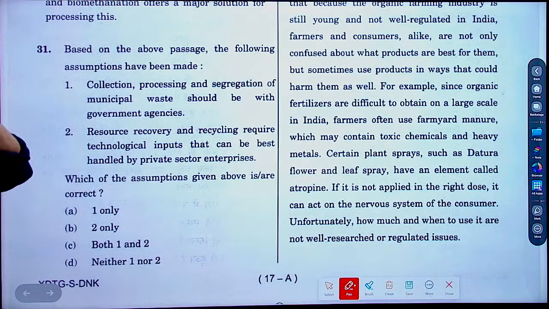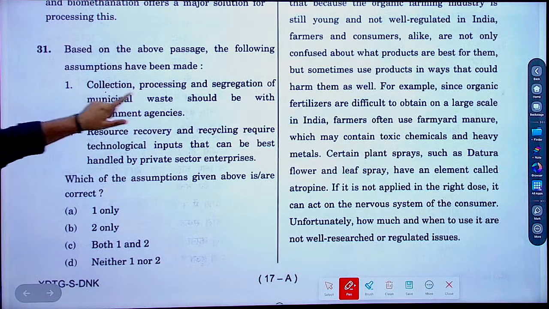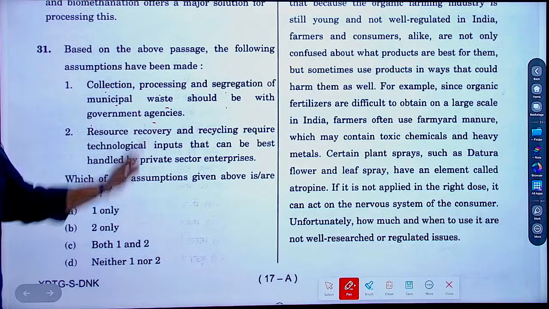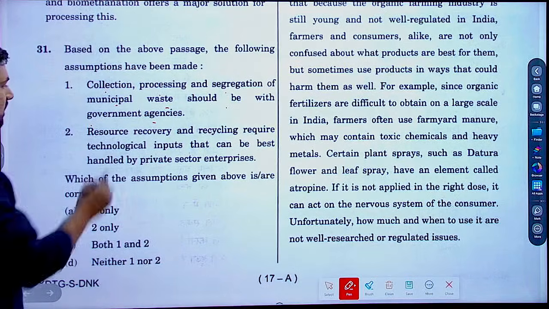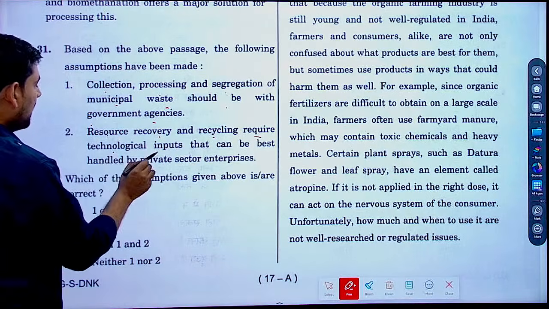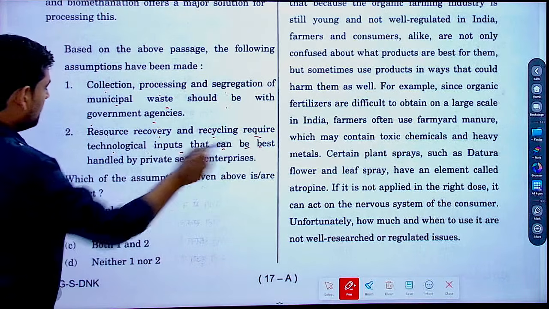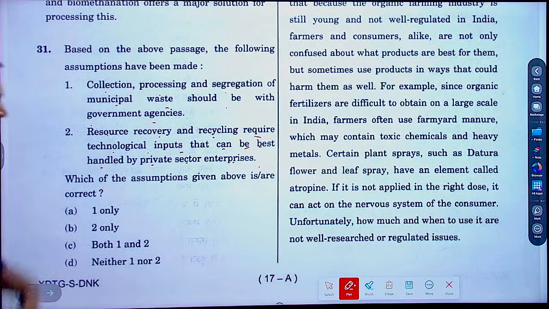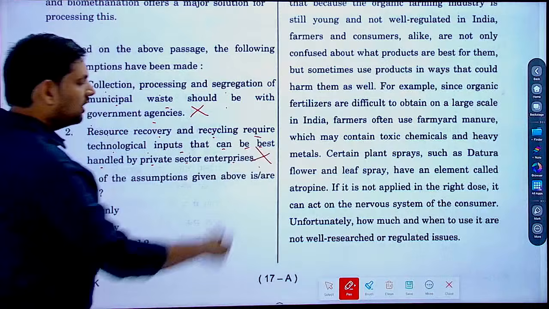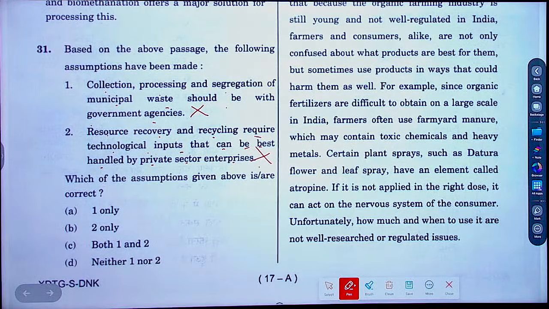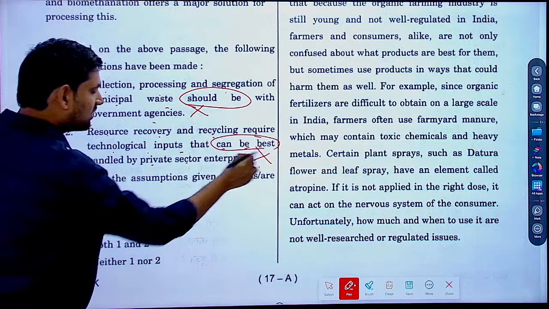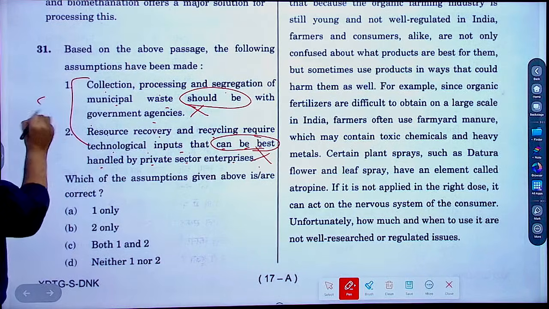Based on the passage, which of the following assumptions can be made? Collection, processing, and segregation of municipal waste should be with government agencies. Resource recovery and recycling require technological inputs that can be best handled by private sector enterprises. What do you think? It does not even talk about who should be handling what. What are these? Should be. What are these? Can be best. These are suggestive in nature.